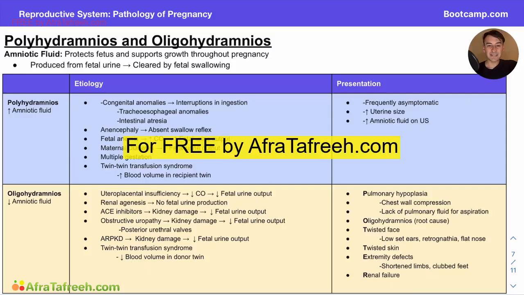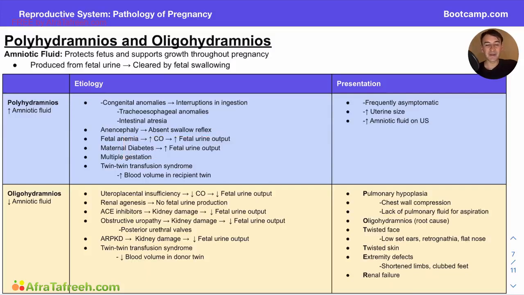Alright guys, let's get busy talking about polyhydramnios and oligohydramnios, which are going to be disorders of amniotic fluid within our amniotic sac. We're going to be talking about polyhydramnios and comparing it to oligohydramnios. We're going to be talking about some of the pathophysiology here in this column of our table, and then we're going to talk about some of our presentation and prognosis in the last column of our table.